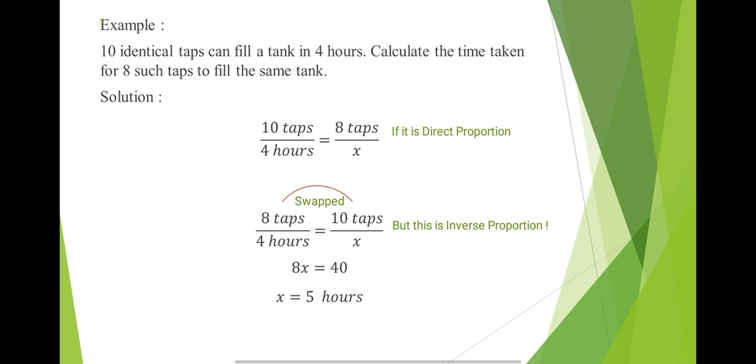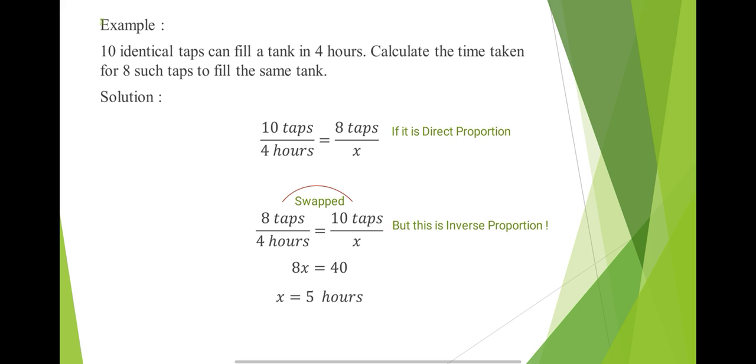So on the screen you can see what we do. On the second step we swap the taps, so from 10:8 to 8:10, and the bottom remains the same. So that's it. That's all the difference. And then we can continue the same way. Cross multiplication, and then x is 5 hours.